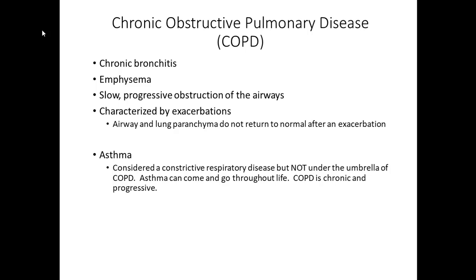COPD has, like I said, exacerbations. Sometimes they're doing okay, sometimes they are doing terrible. After a person has an exacerbation, they don't come back. They don't return to 100% baseline. It's not like a sickness where you get sick and then you feel 100% better after a while. Their airway, their lungs don't get back to normal after they had this exacerbation.